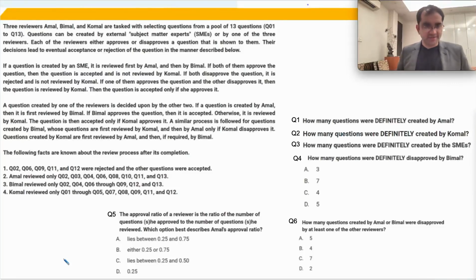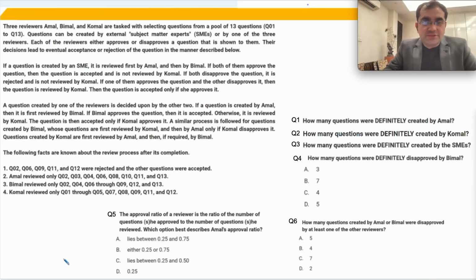Look at the first set. So this set is not that difficult, but in order to do it in an exam, you will need to be a little focused and patient. But it's a nice question.